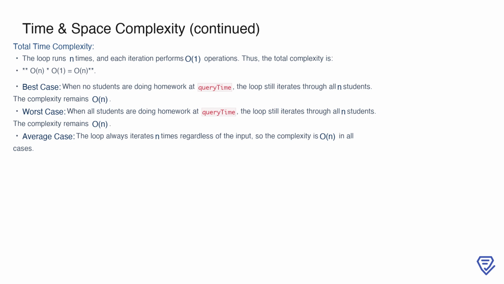In the best case, where no students are doing homework at the query time, the loop still iterates through all n students, making the complexity O(n). In the worst case, where every student is doing homework at query time, the loop still performs the same number of iterations, so the complexity remains O(n). Similarly, in the average case, regardless of how the input is distributed, the loop iterates exactly n times. Thus, in all cases, the time complexity is consistently O(n).